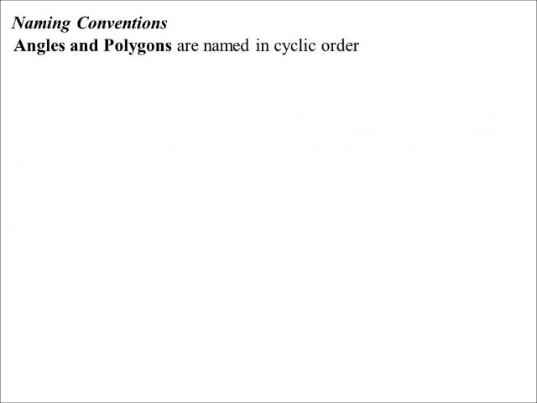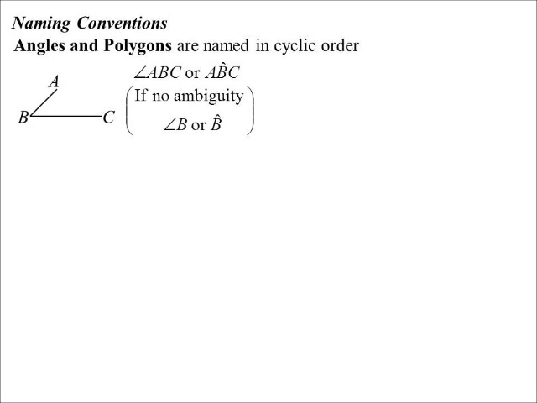Conventions, when we're naming shapes and angles and things like that. So angles and polygons we always name in cyclic order. So this one here I could call ABC, I could call it CBA. 2 different ways of noting. Some people like to put the angle symbol out the front. That's probably the most common way of doing it. Another way of doing it is putting the caret, I think it's called, that symbol above the vertex, and B being the vertex, that's where we put it. Now, if there's no ambiguity, then I could just simply call it angle B, in other words, the vertex. But that has to be when there's no ambiguity.